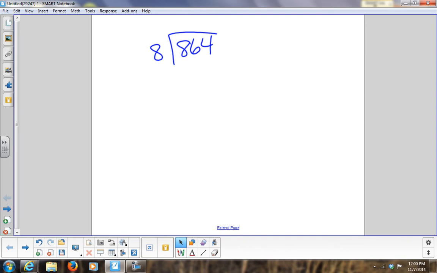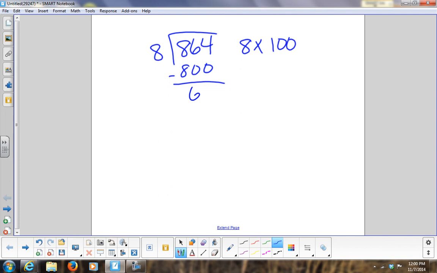Okay. So, where are we starting? Robert. No, that's not it. 8 times 100, which is? 800. Good. Equals. Which leaves me 64. What times 8 equals 64? Gets us close. Maricela. 8 times 8 gives us exactly 64, which leaves us with 0.